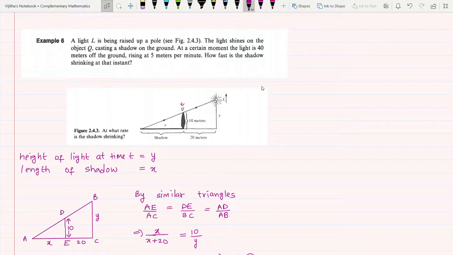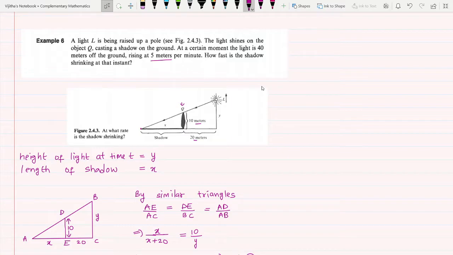So the rate of change of rising is 5 meters per minute. How fast is the shadow shrinking at that instant? The question is how fast this shadow. Suppose this is the shadow here, and suppose this is the length of the shadow. How fast is this shadow shrinking at that time t? Also, these things are given in the problem. This is 20 meters, and this height is 10 meters. It is also given in the problem.